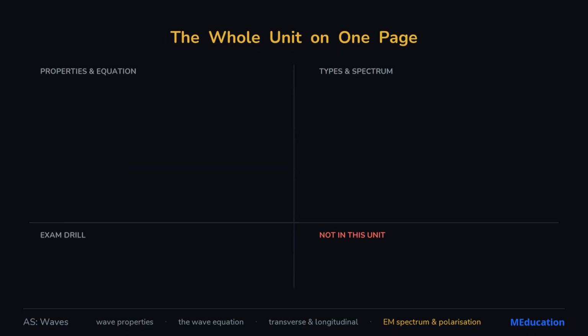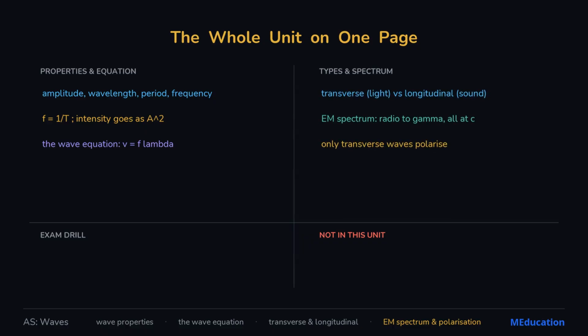Here is the whole unit as one poster. Every wave has an amplitude, which sets the energy and gives intensity proportional to amplitude squared, plus a wavelength, period, and frequency, where frequency is 1 over the period. And the whole unit turns on one equation. Speed equals frequency times wavelength.